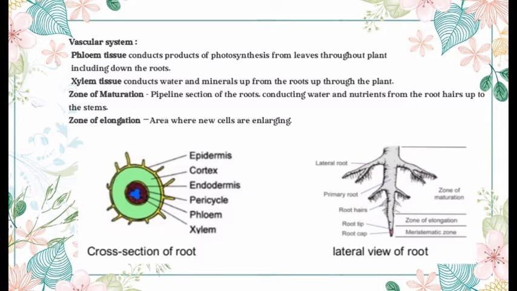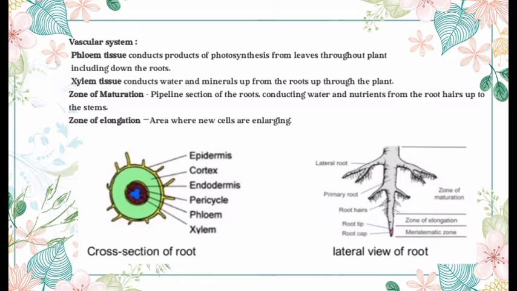Moving on, we have the vascular system. In the vascular system, we have the phloem tissue, xylem tissue, zone of maturation, and zone of elongation. So first is the phloem tissue. The phloem tissue conducts products of photosynthesis from leaves throughout the plant, including down to the roots. Next is the xylem tissue. This conducts water and minerals up from the roots through the plant.